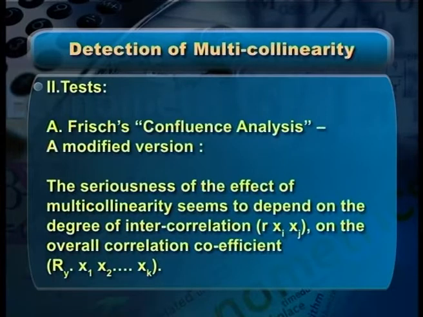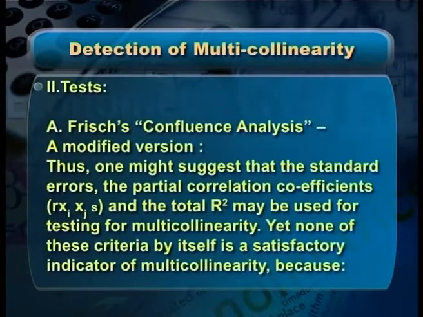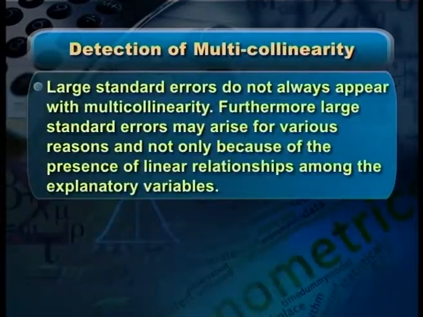First one is Frisch's confluence analysis, a modified version. The seriousness of the effect of multicollinearity seems to depend on the degree of intercorrelation, that is R xi xj, and the overall correlation coefficient R y x1 x2 ... xk. Thus, one might suggest that the standard errors, the partial correlation coefficients and the total R square may be used for testing for multicollinearity. Yet, none of these criteria by itself is a satisfactory indicator of multicollinearity, because large standard errors do not always appear with multicollinearity.